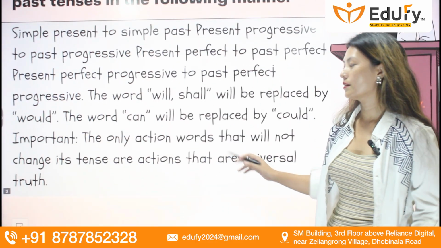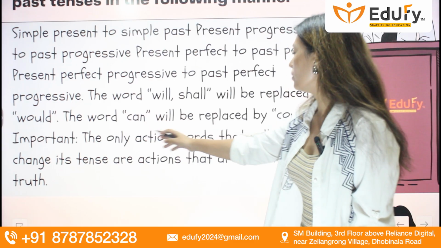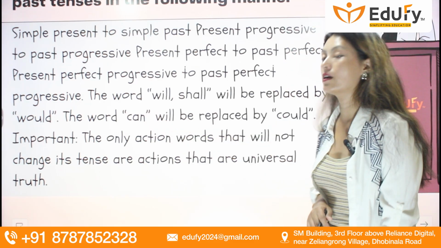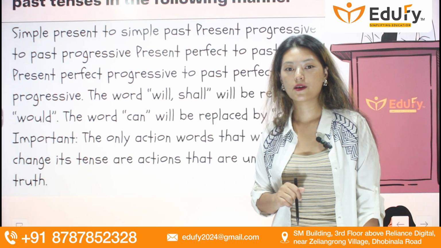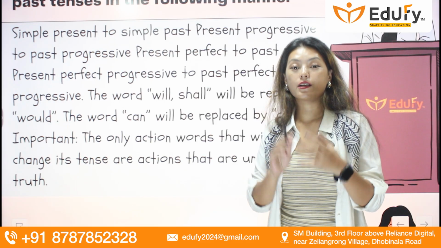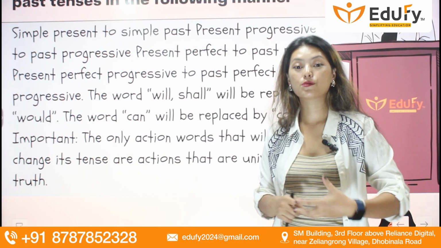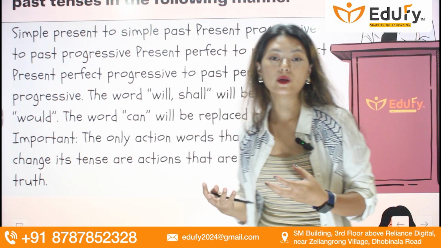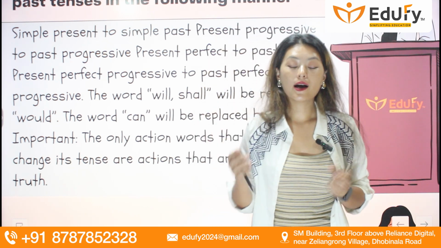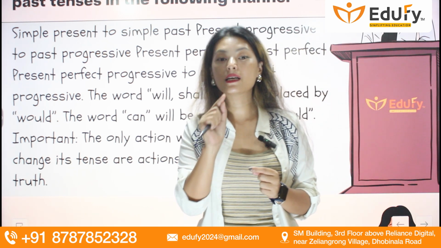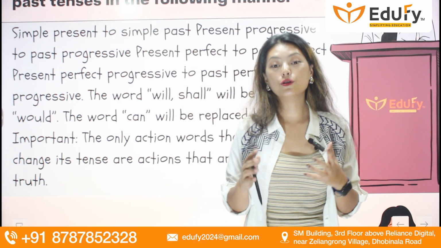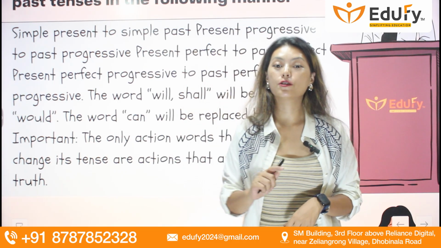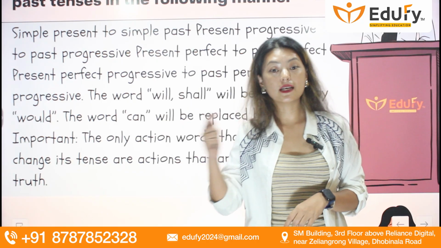The important thing that we have to understand is that the only action words that will not change their tense are actions that are universal truths. So all the action words in the present tense will change to past tense, will, that is future tense, will change to would, and can will change to could. However, there's one single exception, and that is when you have universal truths or facts. Then you cannot change that tense in the indirect speech.